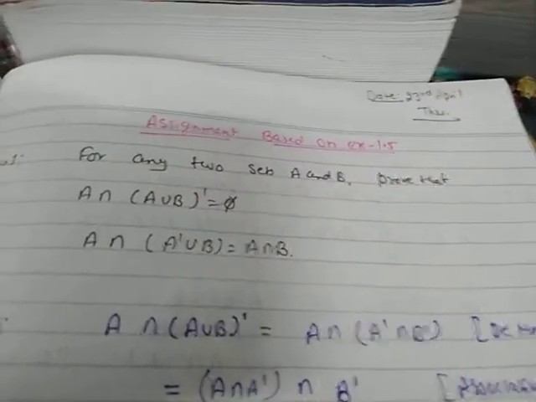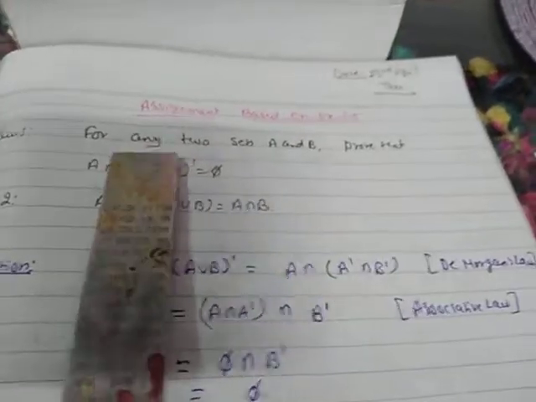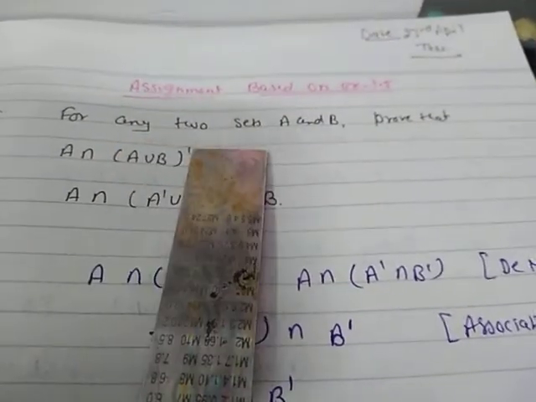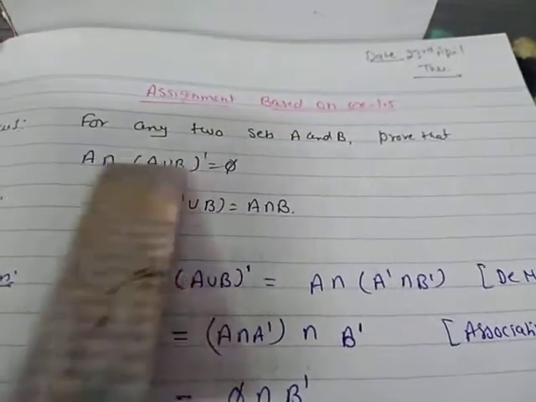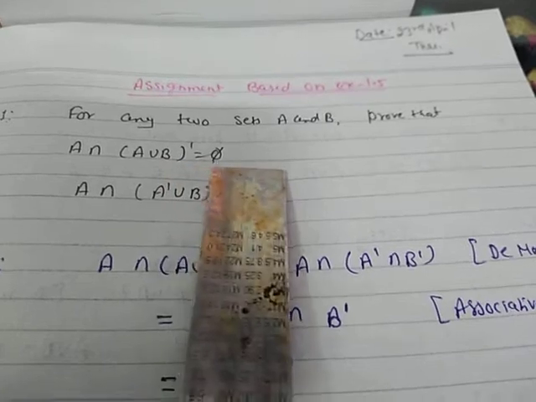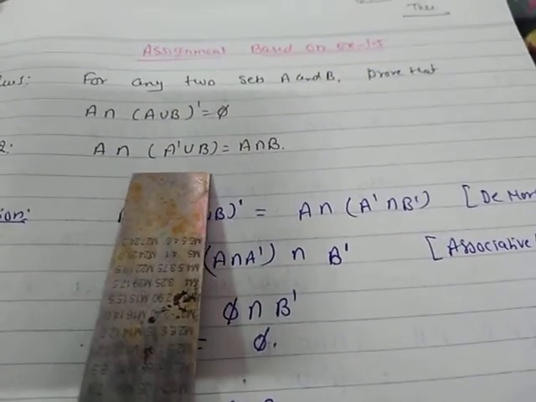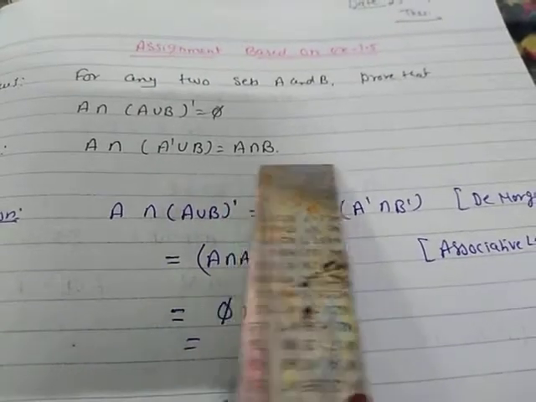Now children, just check the assignment based on exercise 1.5. Question number 1: for any two sets A and B, prove that A intersection (A union B) complement is equal to phi. And the second question is A intersection (A complement union B) is equal to A intersection B.